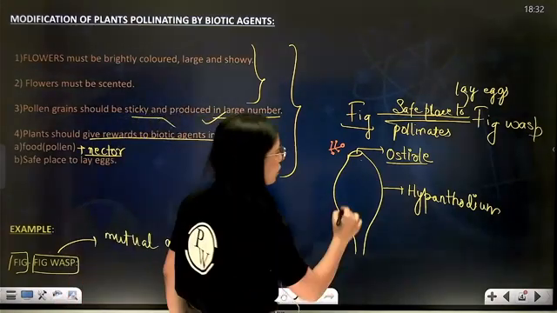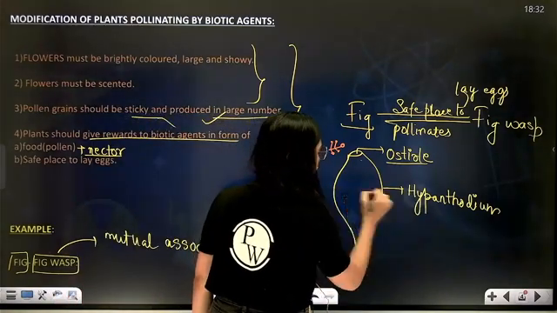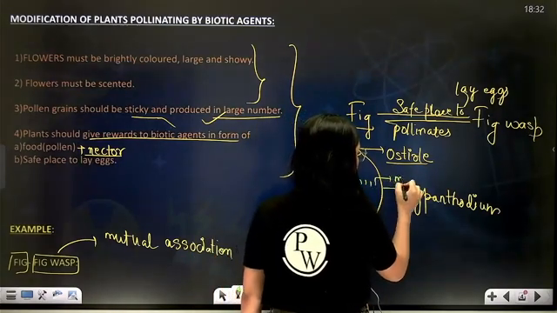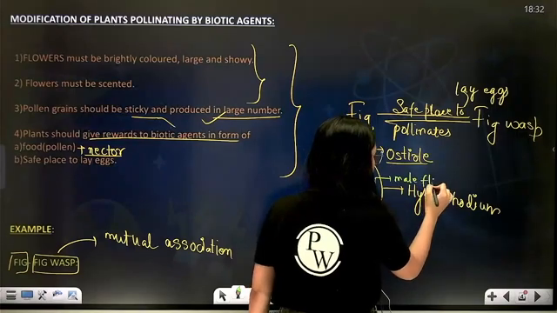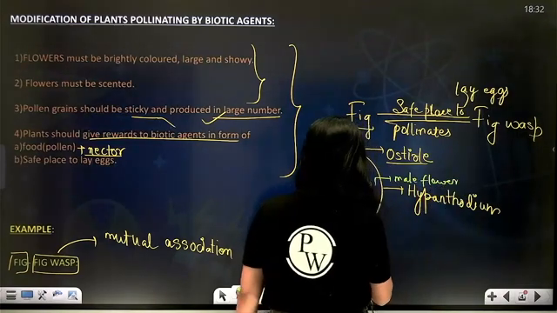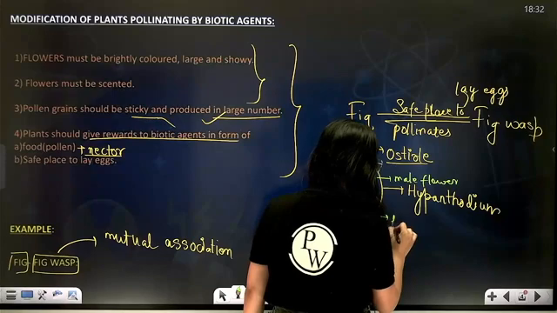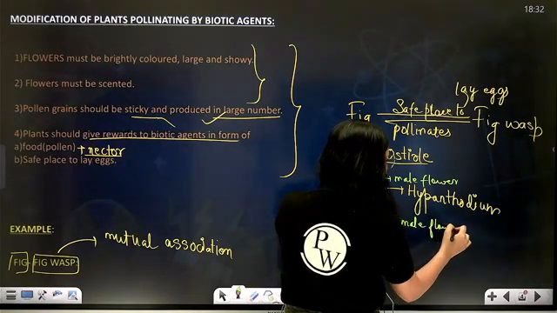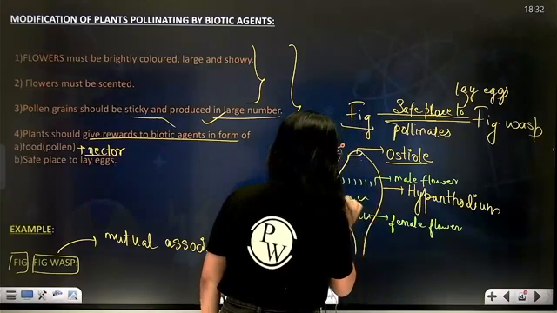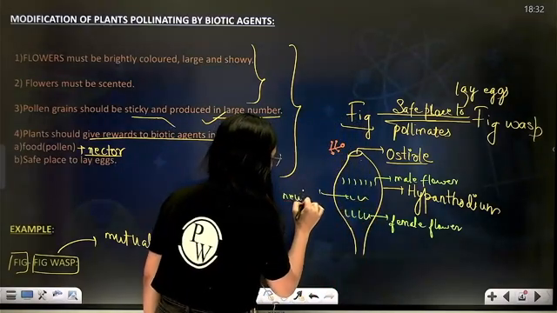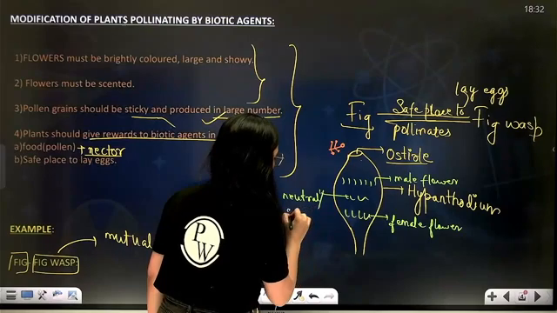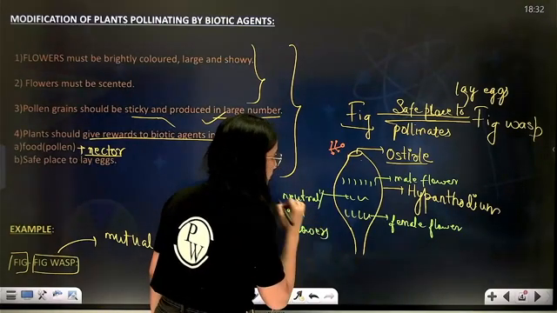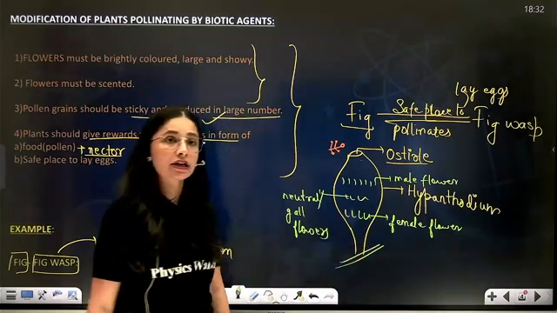Now this hypanthodium consists of what? They consist of male flowers. On the lower side they have female flowers. And in between they have neutral flowers, also called gall flowers. Correct? And this is the stalk with which they are attached.